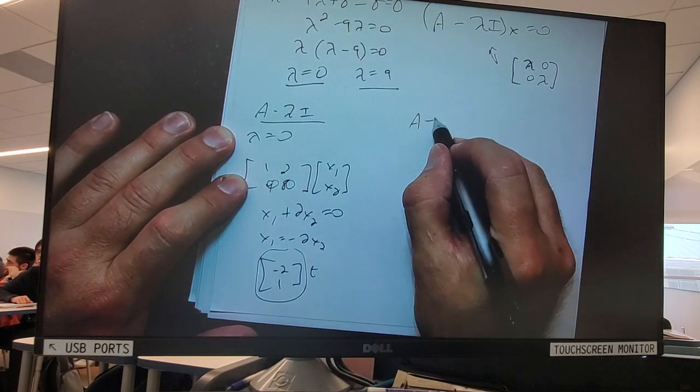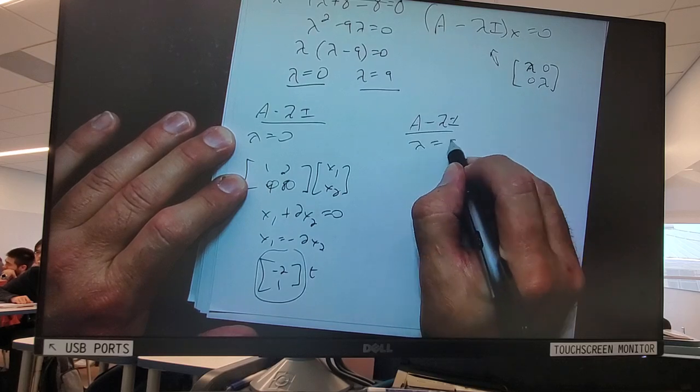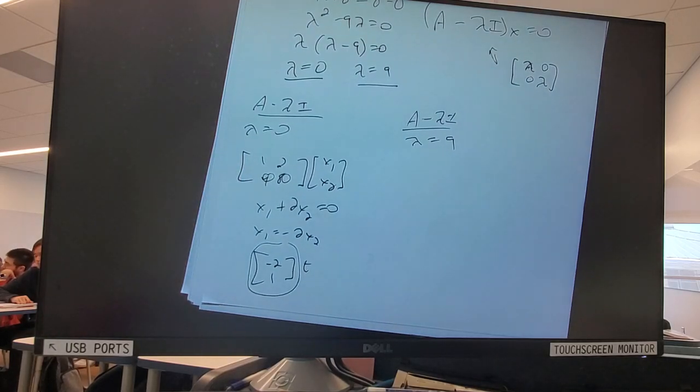Can you guys do everything we just did, but this time do it for lambda equal 9? Do everything we just did, but now make lambda equal 9. So go back to your A minus lambda I, make lambda equal 9.